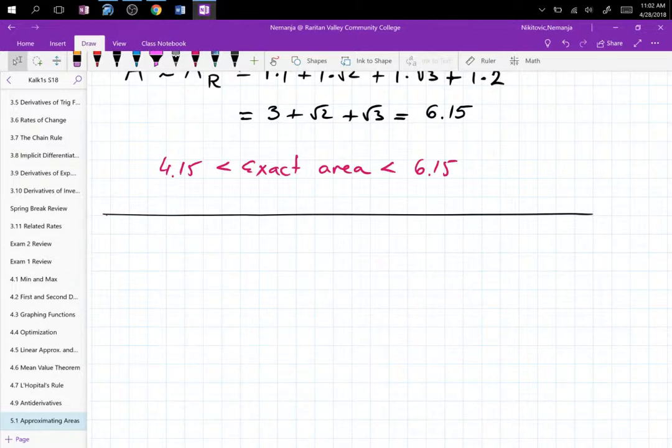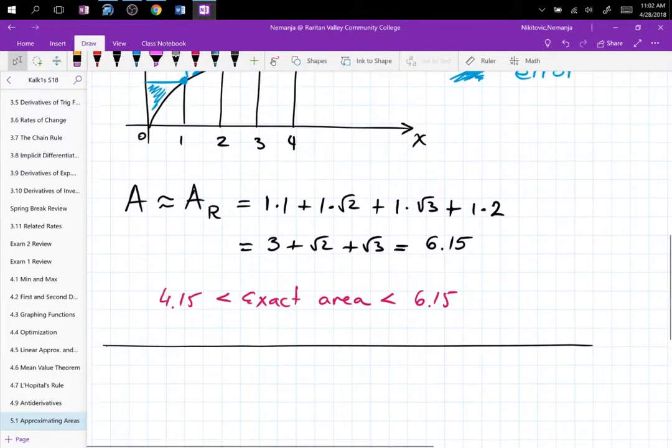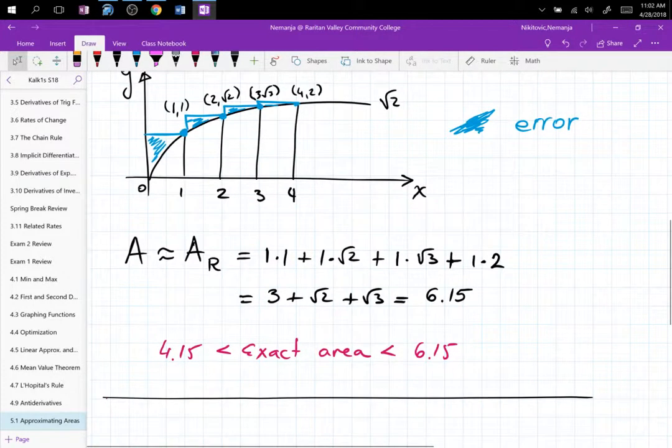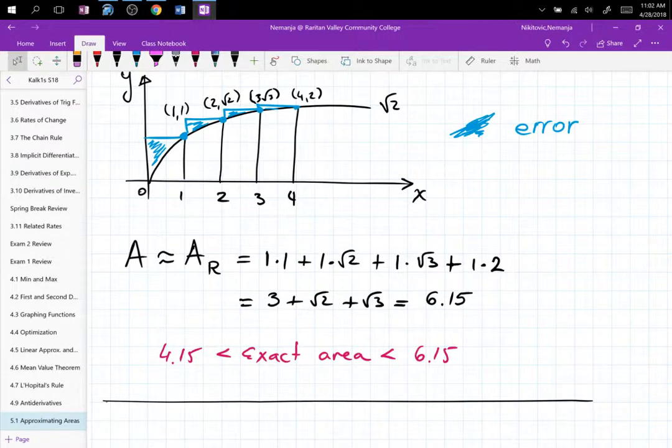Is that supposed to be the square root of x? It's the square root of 2, square root of 3, and then square root of 4, which is 2. Oh, yeah, this is supposed to be square root of x. Yes. Okay. Thank you. Yes, that's the function. Good.